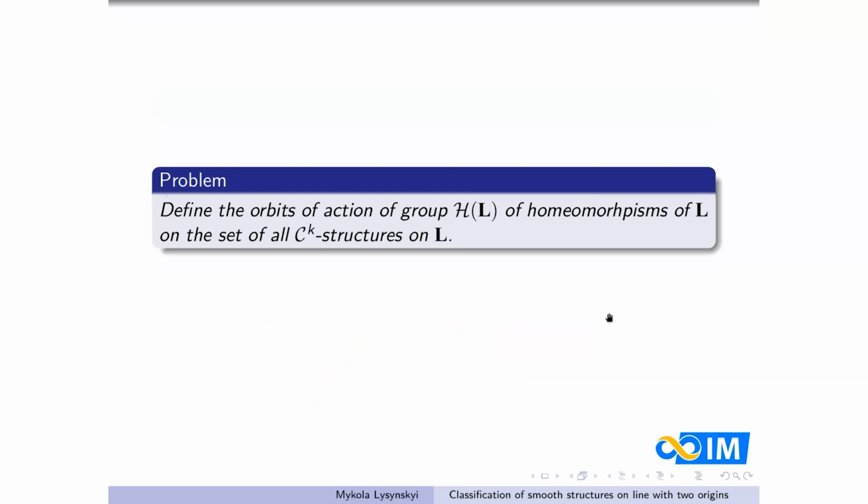To properly state it, we should define the orbits of the action of the group of homeomorphisms of L on the set of all C^k structures on L. Because if you have a smooth manifold with some C^k structure, that is a C^k differentiable atlas, and you construct a homeomorphism of this space and apply this homeomorphism to all homeomorphisms in charts, we obtain that H will be not only a homeomorphism but a diffeomorphism. Thus, we should only consider the orbits of such action.